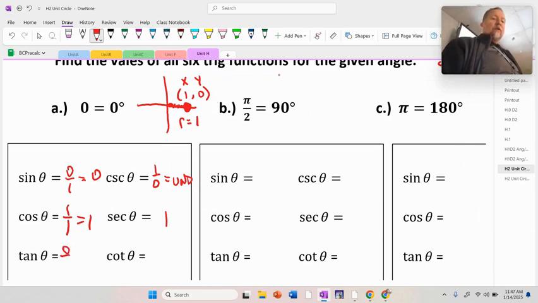And then tangent is y over x. So that's 0 over 1. What's 0 over 1 again? 0. So what's cotan? 1 over 0, which is what, everyone? Undefined. Okay, that's undefined. Got it?